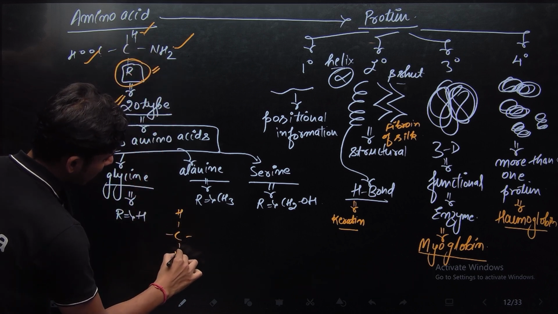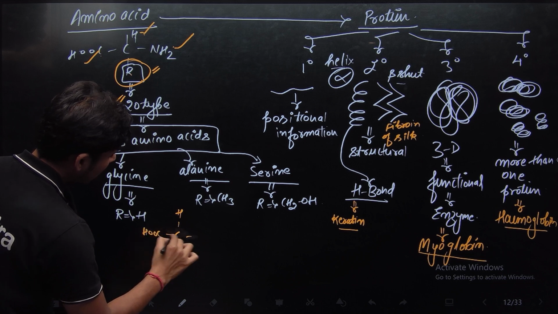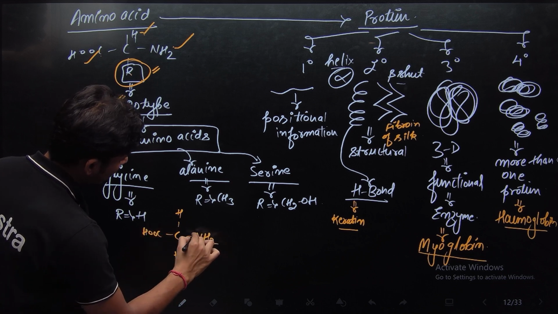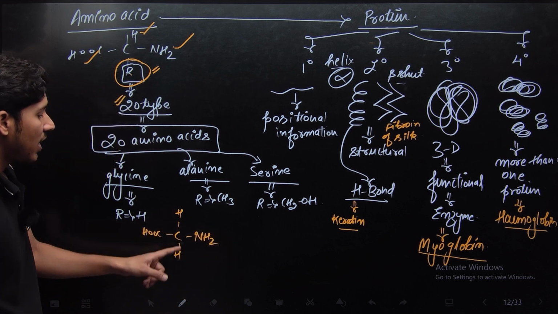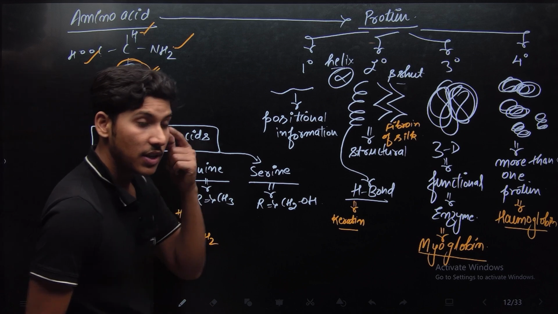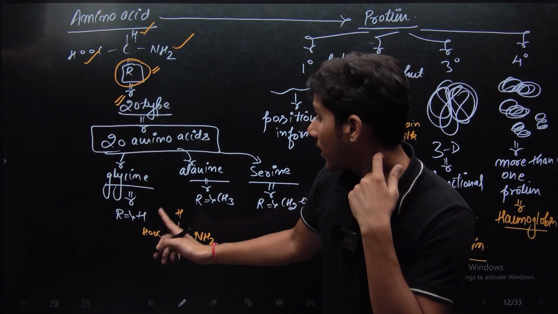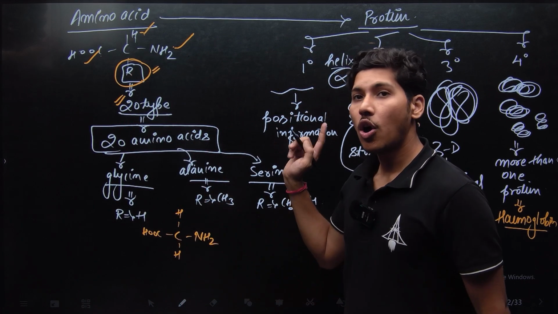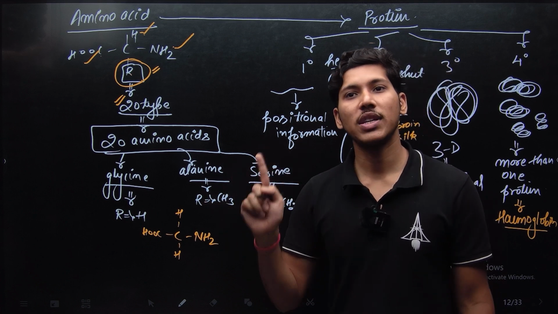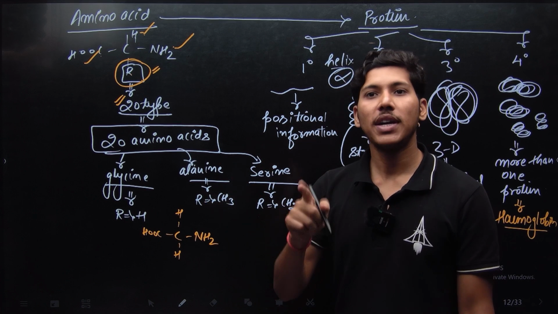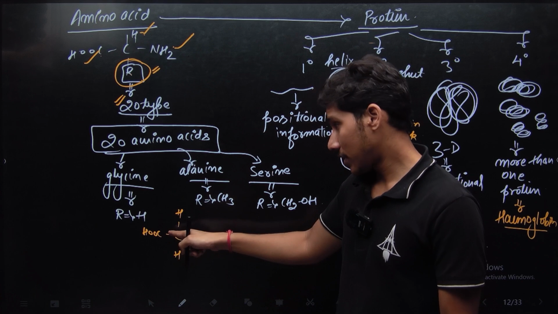CH, H, COOH and NH2, COOH and NH2. It has two H atoms. That's why it is non-chiral in nature. All the amino acids show chirality and optical activity except glycine, okay?